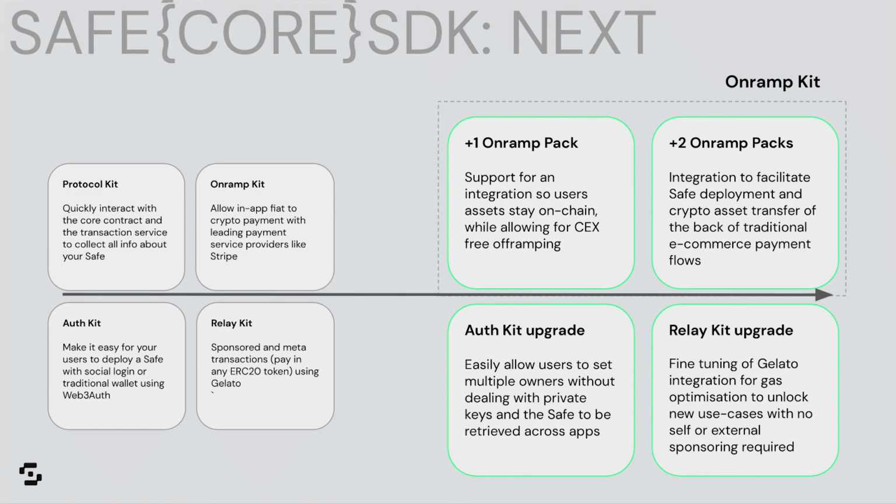We want to extend and expand the functionalities of the on-ramp kit by providing a set of additional functionalities that currently are not available. Namely, we want to provide the ability for developers to facilitate one-on-one safe deployment only using email and credit cards, so that we can start tapping into more e-commerce retail markets off the back of traditional e-commerce Web2 flows. And then we also want to look into alternatives for people to store their assets and off-ramp into fiat without having to rely on a centralized exchange.